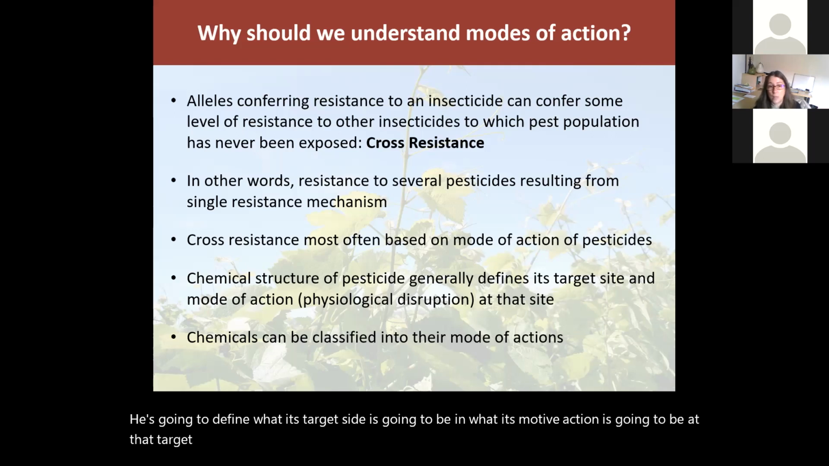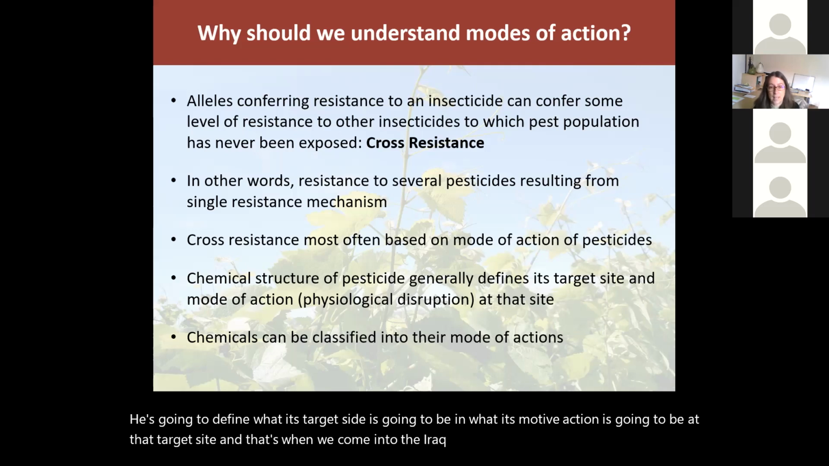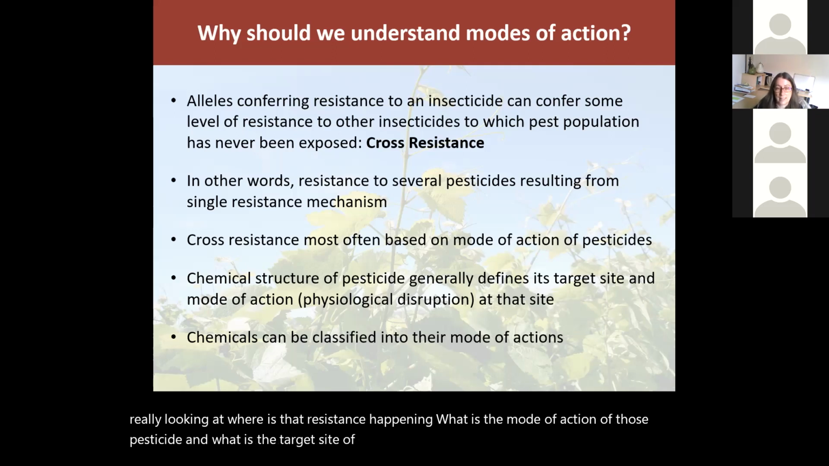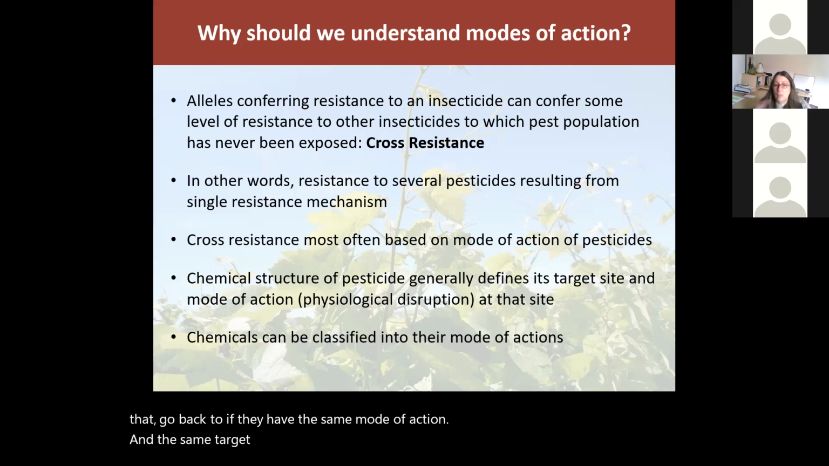And that's when we come into the IRAC and FRAC and HRAC groups. We're really looking at where that resistance is happening, what the mode of action of those pesticides is, and what the target site of those pesticides is. Once we understand that, we can go back: if they have the same mode of action and the same target site, then they're likely to have the same kind of mechanism of resistance that's going to apply to those different pesticides.